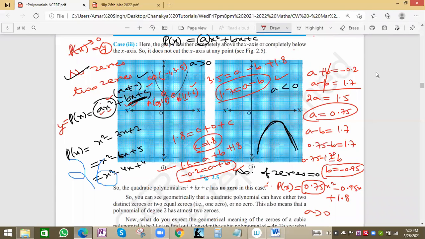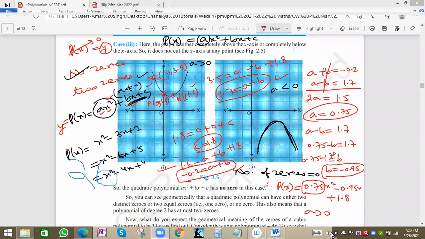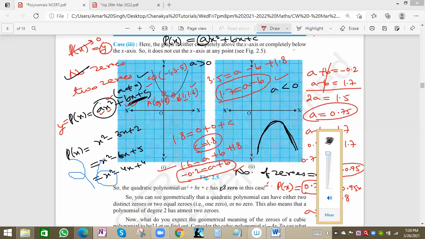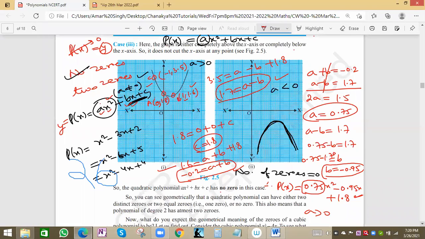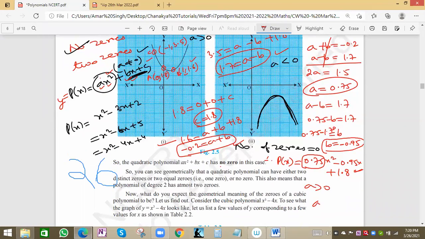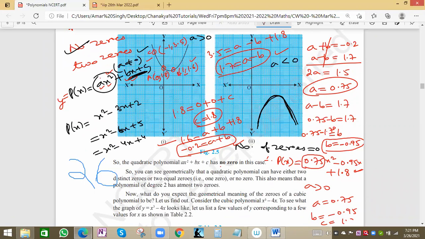Yes, sir. I was doing a question, in this same question, what is the value of b square minus 4ac? What is the value of b square minus 4ac in this graph? For this graph, we can find the values if you want. a is 0.75, b is basically minus 0.95, and c will be 1.8.